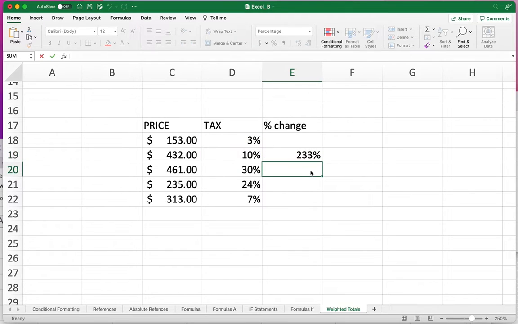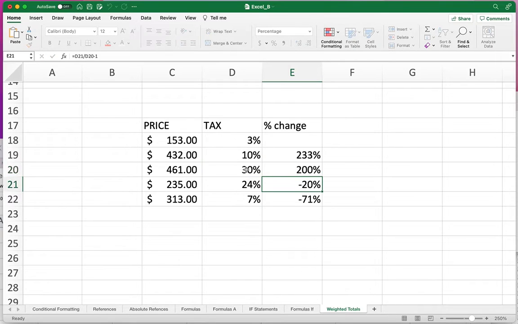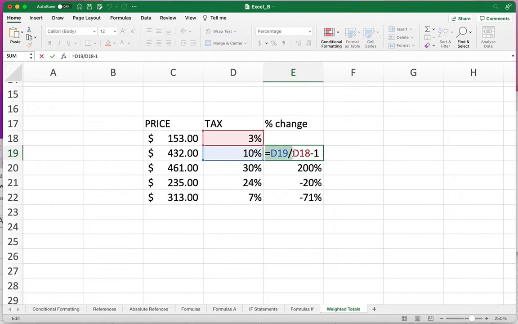And if I do the same thing across down here, 30% is 200% more than 10%, which makes sense. That seems valid, so that means this equation is working right. 24% is negative 20% of 30%. Okay, that makes sense, so on and so forth. You can wind up having to just make equations up that fit the thing you need.